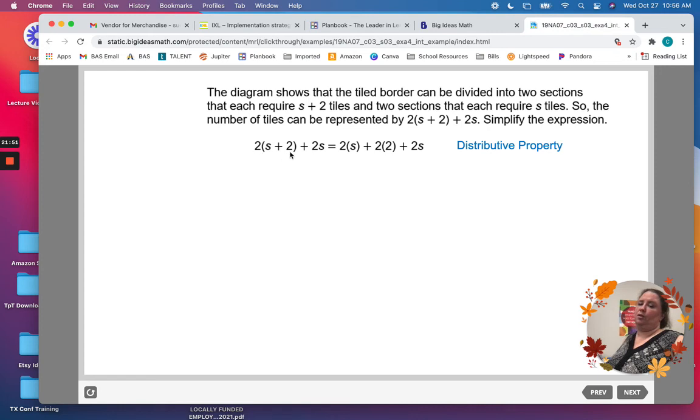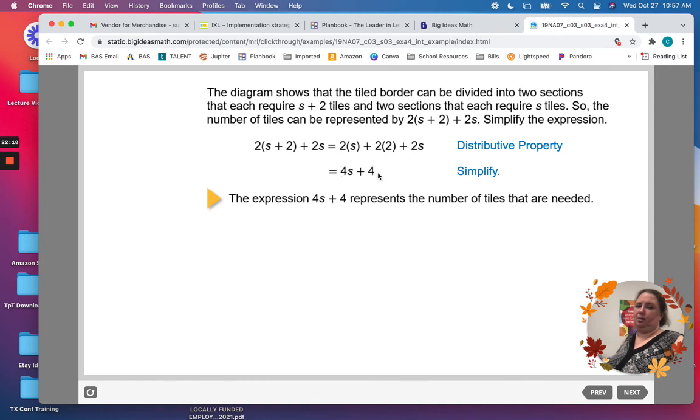Okay, so I have 2 of the S plus 2, that's the top and the bottom of the pool, and then 2 S's. So what am I going to do to this front part right here? Distribute. Yes, distribute. What is 2 times S? 2S. What is 2 times 2? 4. So I'd have 2S plus 2S plus 4. What is a 2S and a 2S? 4S. So I have 4S plus 4. So that is the expression that tells you how many tiles you need to tile the pool.